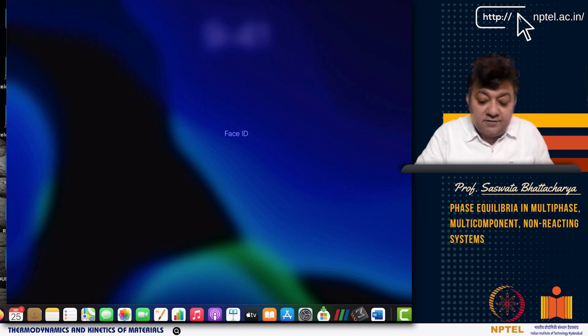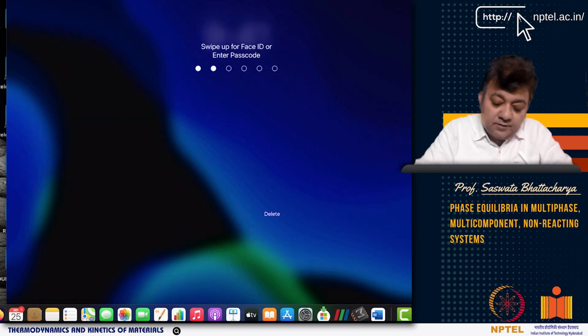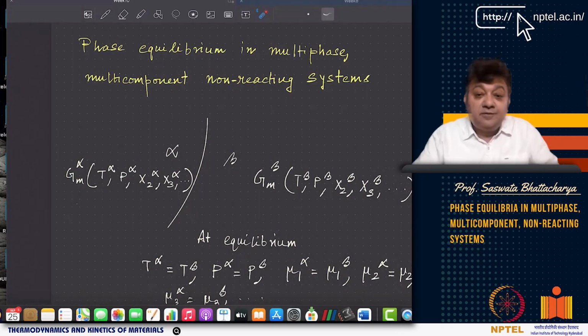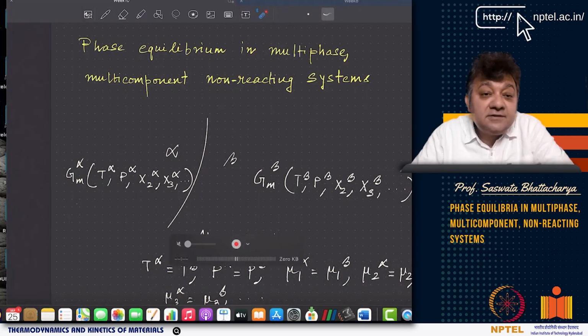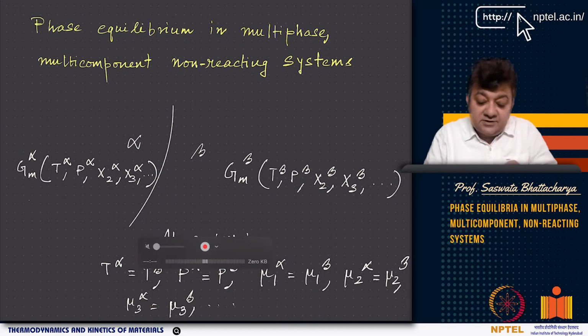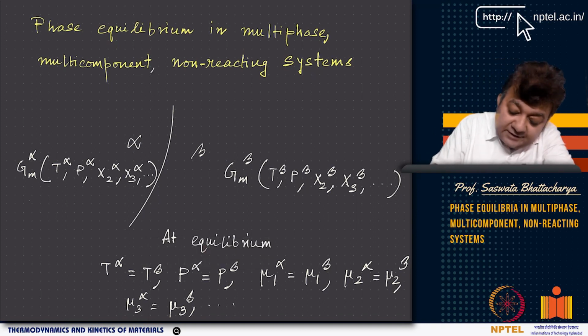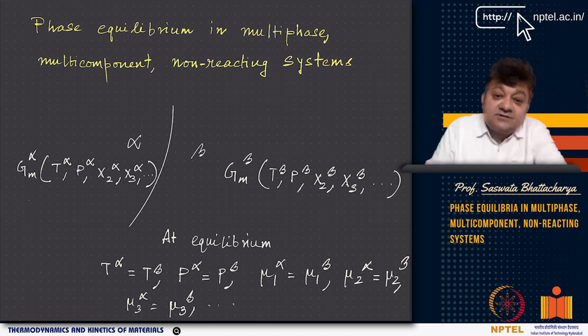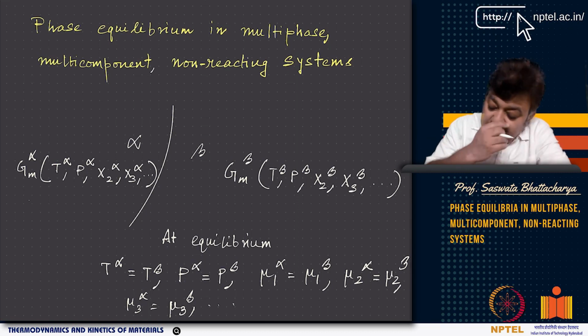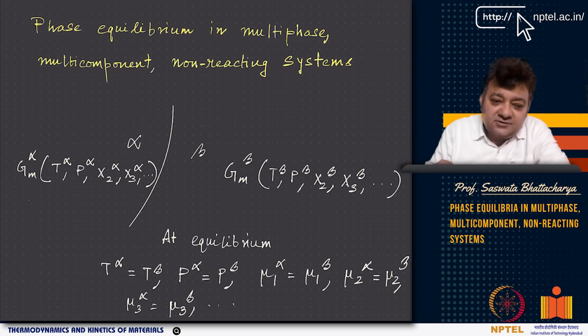So we are looking at the phase equilibrium problem in multi-phase, multi-component, non-reacting systems. Non-reacting means there is no reaction between phases. There will be no new phase formed as a result of reaction.